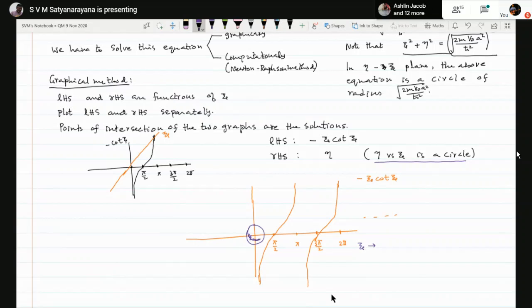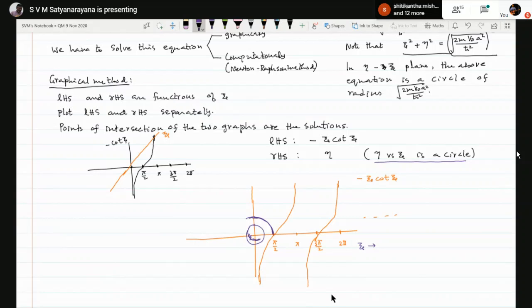Correct? So that means the radius should be sufficiently large so that there is an intersection. You can see that the first intersection will happen when the radius is equal to pi by 2. If anything less than pi by 2, there is no intersection. So if you want to have an intersection between the circle and this curve, it should be pi by 2.